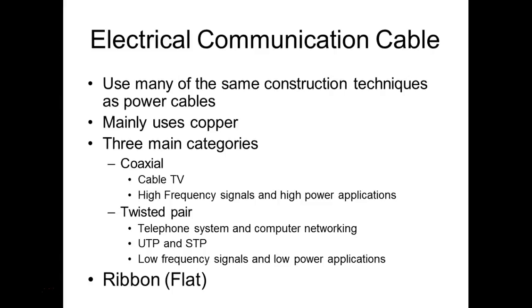Twisted pair is easier to make and a lot cheaper. This was originally developed by the telephone company, which has been using twisted pair cables for years. Then we have two categories that we'll look at. We use twisted pair cables for wired networks. Basically we have two: UTP, which is unshielded twisted pair, and STP, which is shielded twisted pair. These carry low frequency signals with low power dissipation, in very small gauges. And then we'll look at what we call flat ribbon cables, also called ribbon.